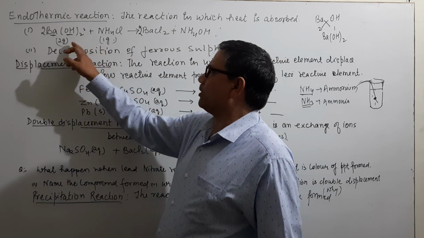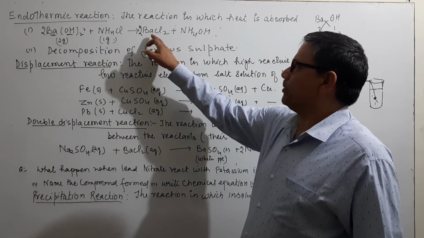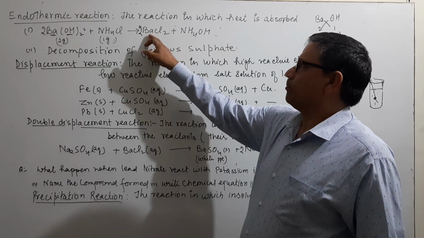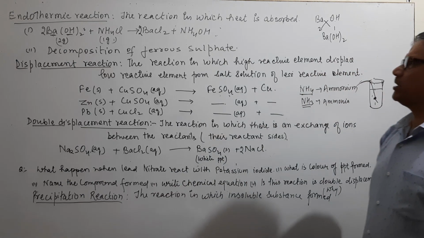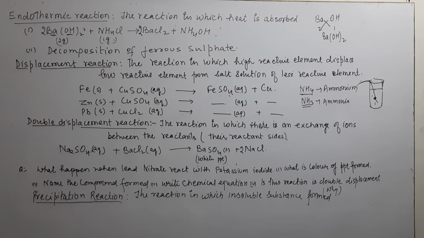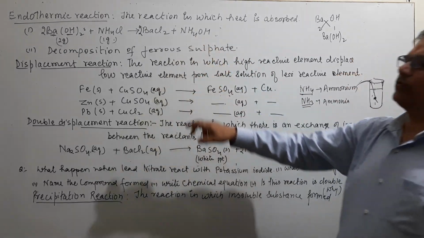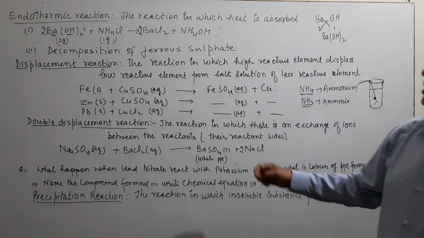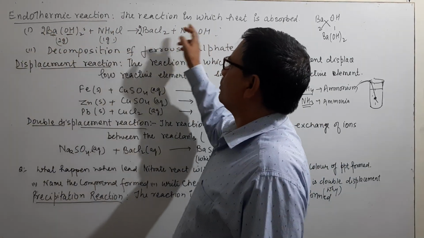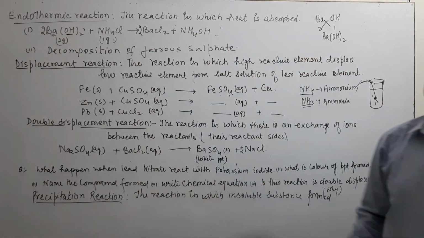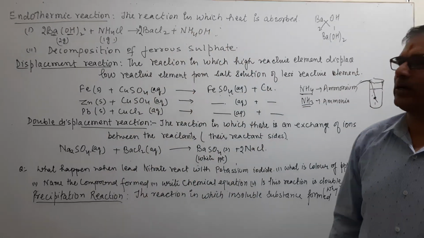Combined together, they react and give products: BaCl2, barium chloride, which is an insoluble substance, and also ammonium hydroxide, which is an aqueous solution. In this way, heat is absorbed in this reaction. Therefore, this is called an endothermic reaction.